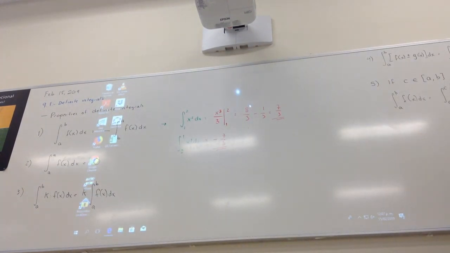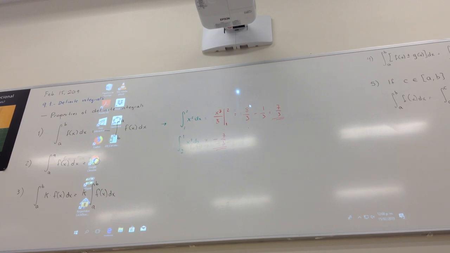Number four, again, something we already know. When you have an addition or subtraction of functions inside an integral, you can just separate the integral without changing the values of the limits. Okay? So f of x plus or minus g of x, you can separate into two or more integrals depending on how many parts you have.